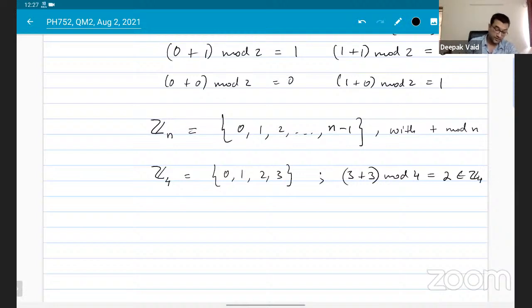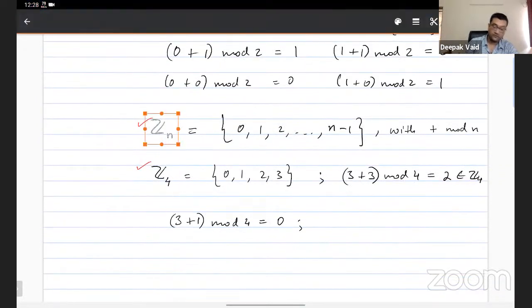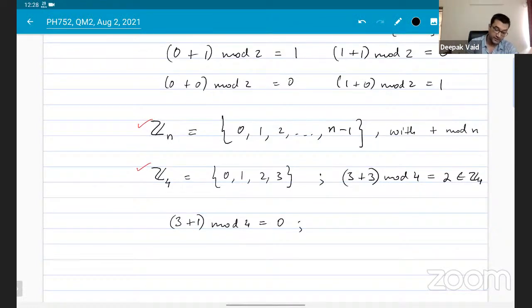Now, what about the inverse? What about the identity? The identity is just 0. What is the inverse of 3, let's say? The inverse of 3 is the element 1. The inverse of 1 is the element 3. The inverse of 2 is 2, and so on. So each element has an inverse, right? So again, this is a group. And so Zn is the same group, but with n being any arbitrary integer.